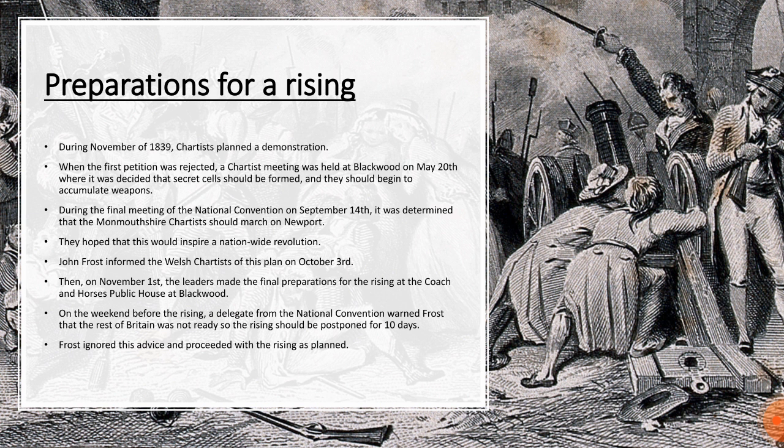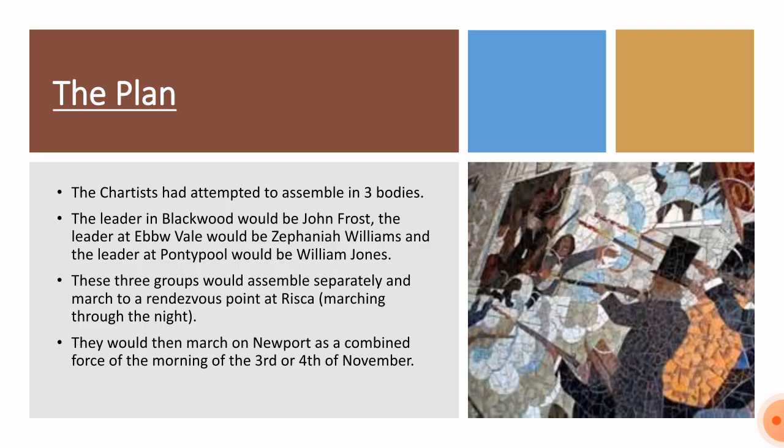On the weekend before the rising, a delegate from the National Convention warned Frost that the rest of Britain was not ready for the uprising yet, and that it should be postponed for 10 days, so that the rest of the country could prepare. Frost ignored this advice and proceeded with the rising as planned. And obviously we'll find out in a moment that was a very stupid idea on his part for the Chartists. Obviously it was a very good decision for the government.